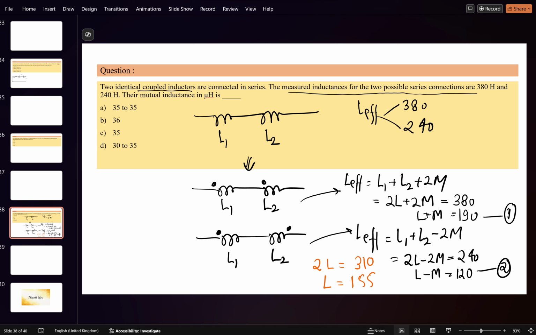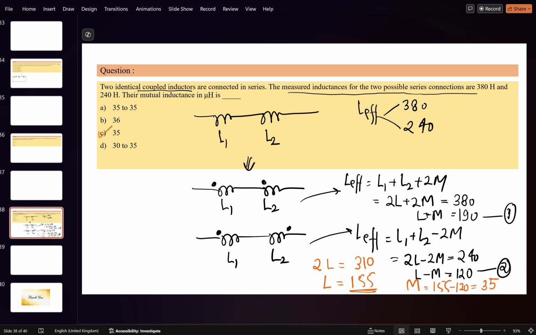So this is the L value. And what will the M value come out to be? M value will be equal to 155 minus 120. It will come out to be 35 basically. Because there are only two equations, only one value will be possible for L and one value will be possible for M. So it will come out to be 35.